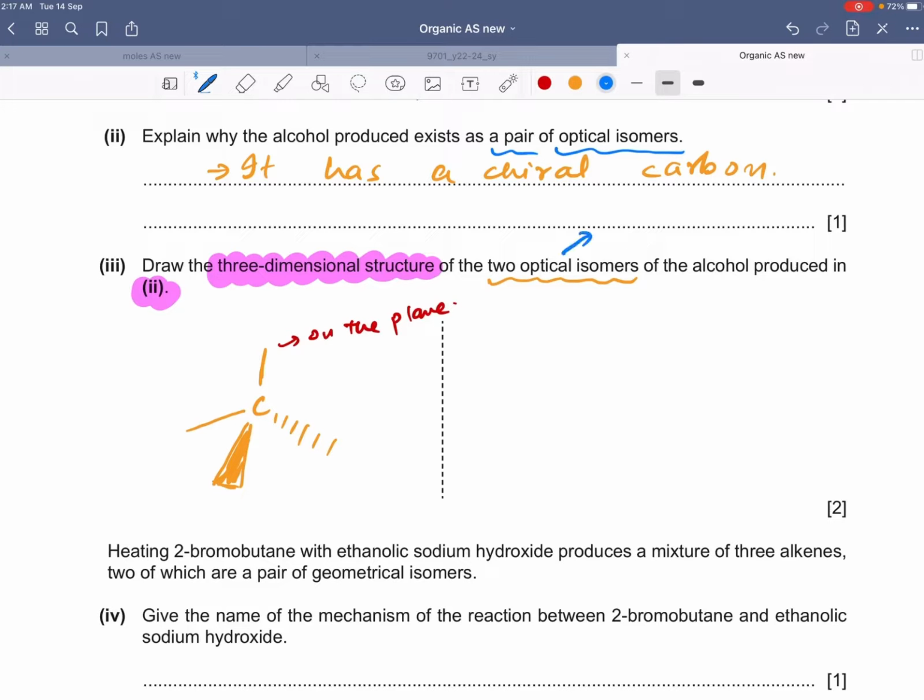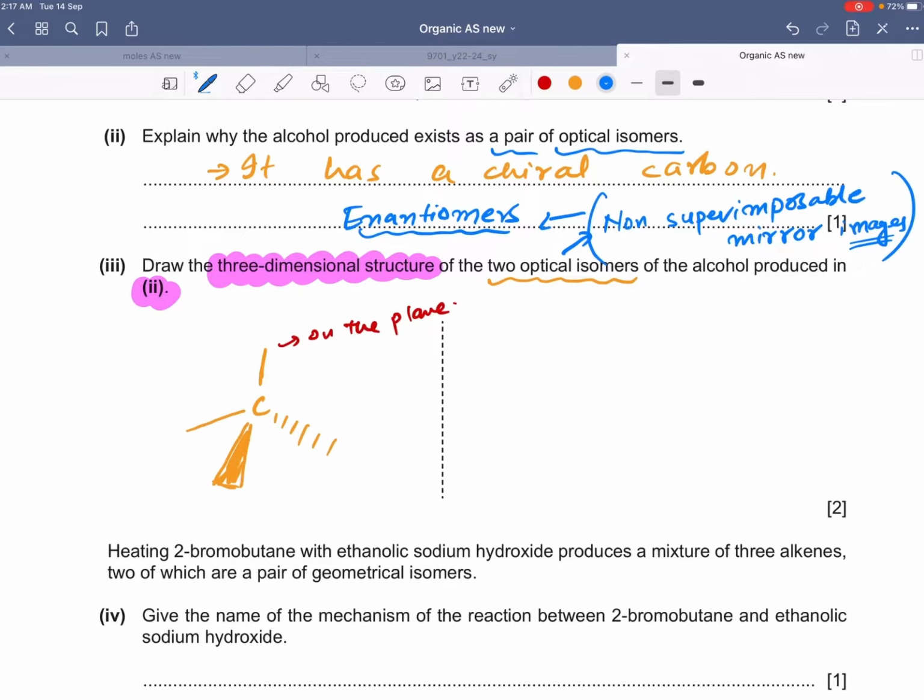Just remember this thing, that the 2 optical isomers which have a chiral center present, they are non-superimposable mirror images, right? They are non-superimposable mirror images, and instead of calling them non-superimposable mirror images, you can just simply call them enantiomers. A single word, enantiomers. So enantiomers are non-superimposable mirror images. So we have to draw these non-superimposable mirror images, right? So we have to draw the mirror image of this one.